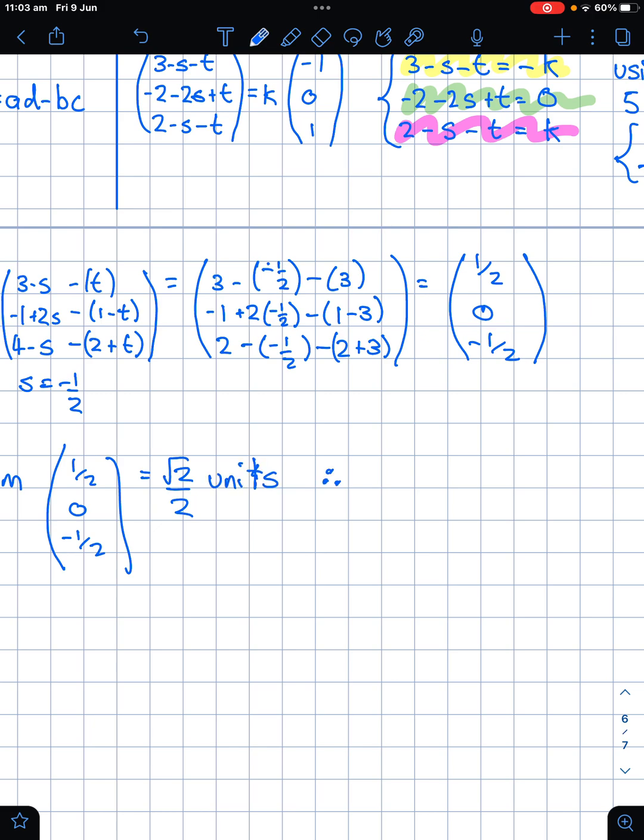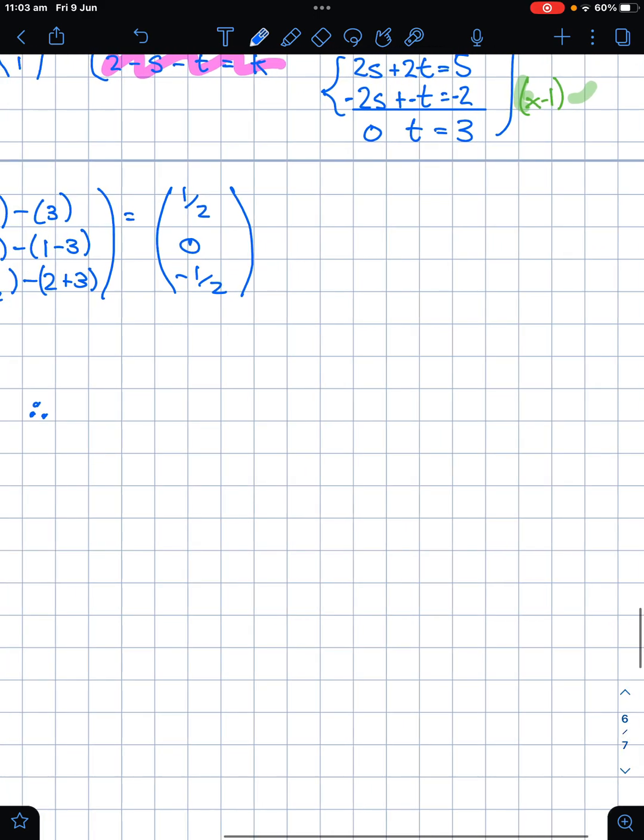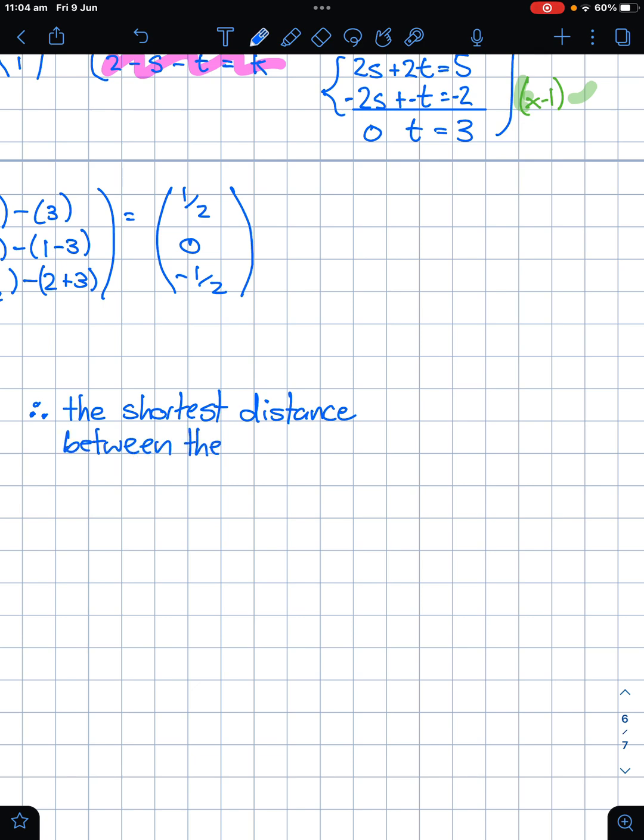Therefore, the shortest distance between the lines is 2 root 2 units.